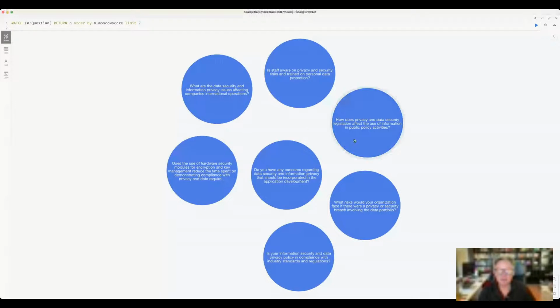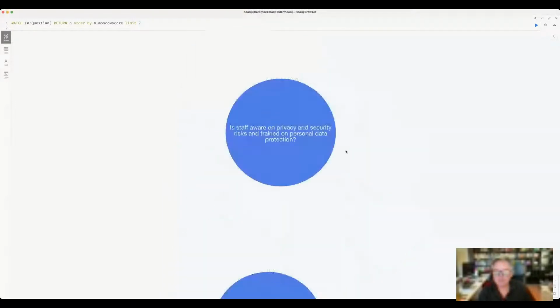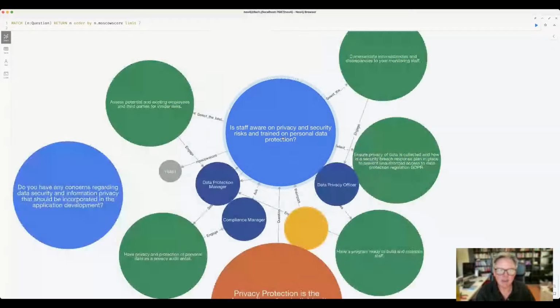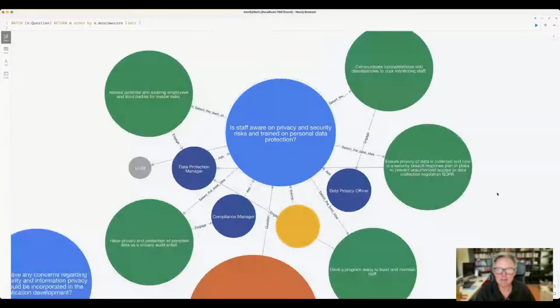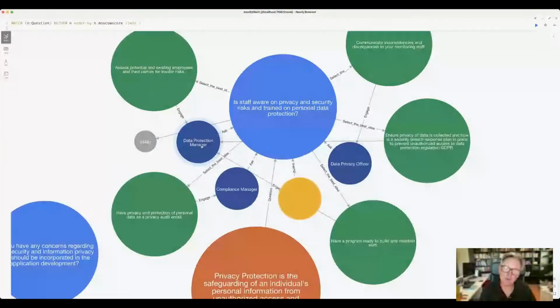Done. Okay, let's start with question number one. Is staff aware on privacy and security risks and trained on personal data protection? We open it up. We get to see some of the recommendations that are underneath that. And first of all, we get to see the job roles, the job functions that need to take care of that. We have the data protection manager, the compliance manager, and the data privacy officer that need to take care of that.